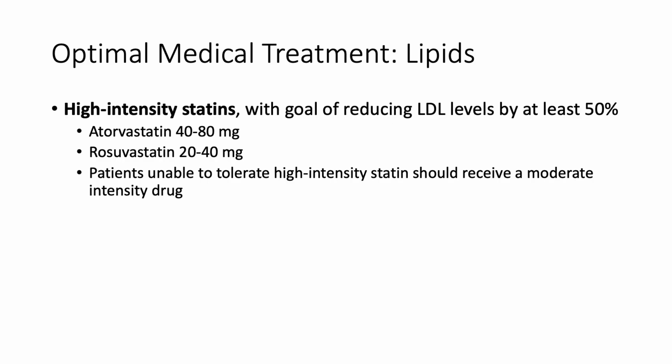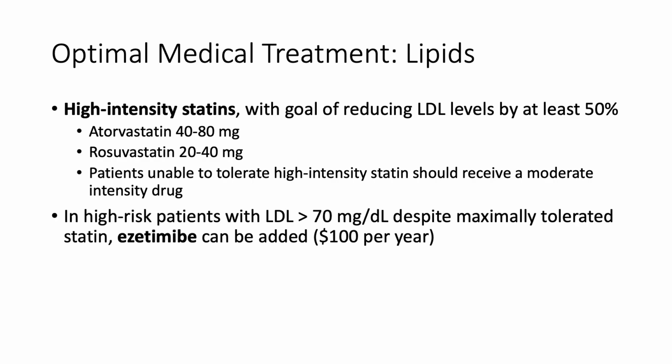High-intensity statins are recommended for everybody with coronary artery disease, and your goal is to reduce LDL by at least 50%. So your high-intensity statin options are atorvastatin and rosuvastatin, and if patients are unable to tolerate high-intensity statin, then you can do a moderate intensity, but your goal is to have them tolerate the highest dose possible.